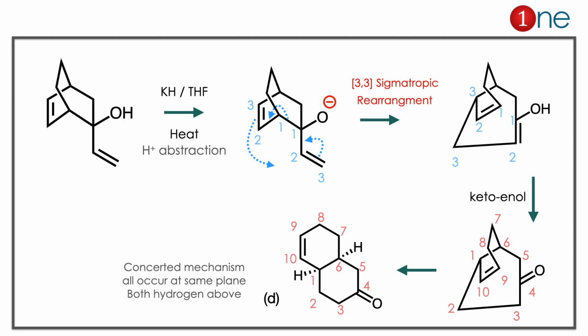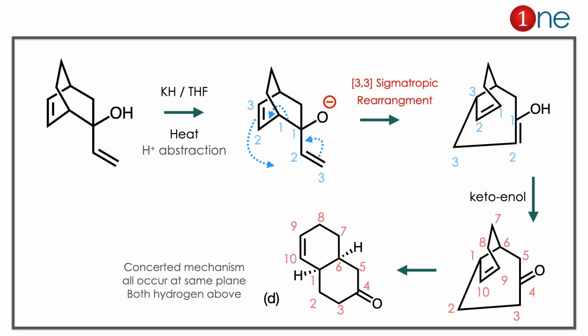So the starting material is converted into a fused system by 3,3 sigmatropic rearrangement. Here the important thing you should know is the rearrangement is a concerted mechanism, all occurring in the same plane, hence both hydrogens are above the plane here. Here the whole structure is destroyed by 3,3 sigmatropic rearrangement. You convert the bicyclic system into a fused system.